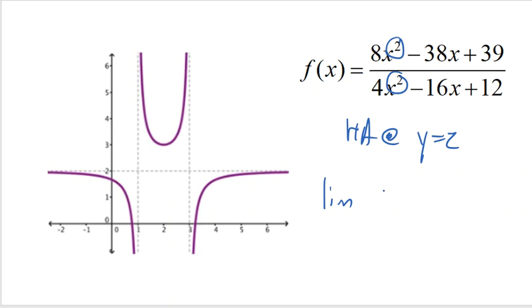So the limit of this function as x goes towards infinity is going to be 2, because as this purple graph goes further and further and further to the right, the y value is approaching 2. So we are converging onto a y value of 2. Never going to get there, but we're getting really, really close.